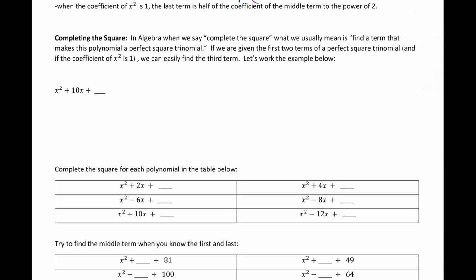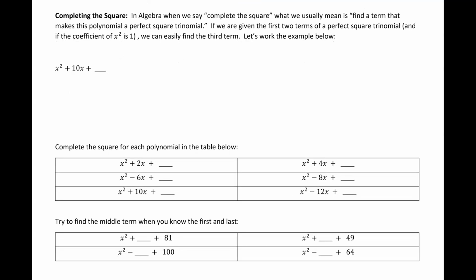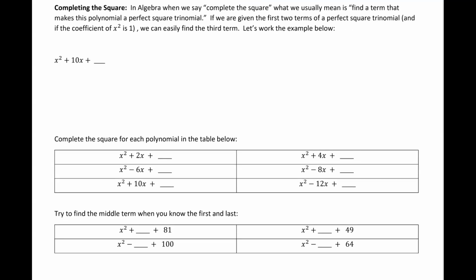This next part, completing the square, this is just how we basically create a perfect square trinomial. And you did this in Algebra 1, but that was a while ago. So when we say complete the square, we mean find a term that makes the polynomial a perfect square trinomial. And it's not that hard because all the ones we're going to do today have a quadratic term that has a coefficient of 1.